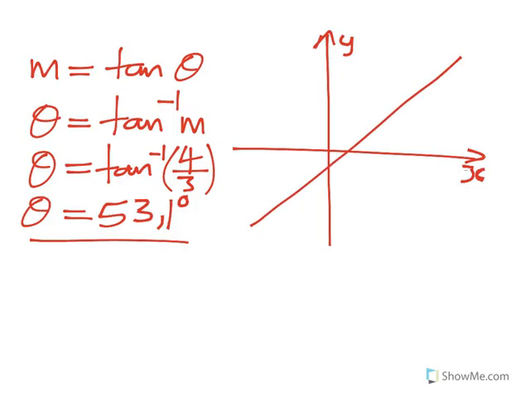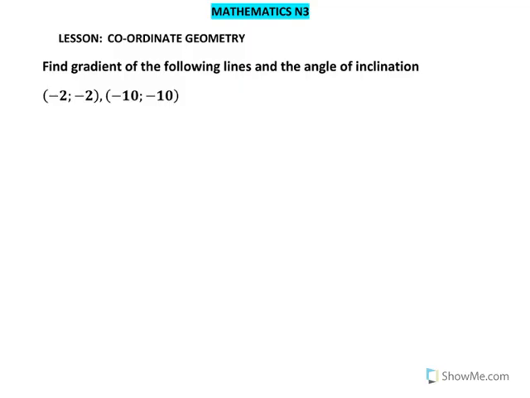Whenever you are looking at the angle, the starting point is here, and then you move in the anti-clockwise direction. That is where you are having 53.1 degrees. Remember, it is from the horizontal x-axis, and then going anti-clockwise to the line is the angle of inclination. Let us move on to the next question.